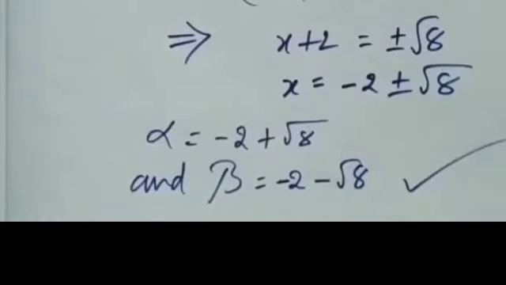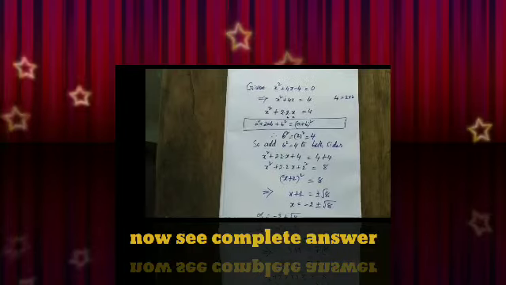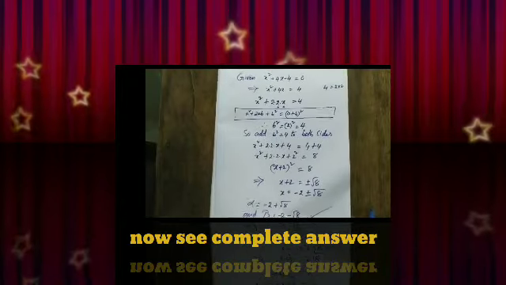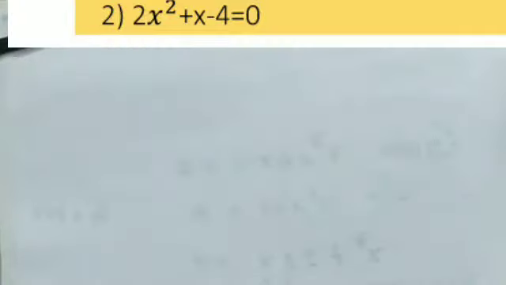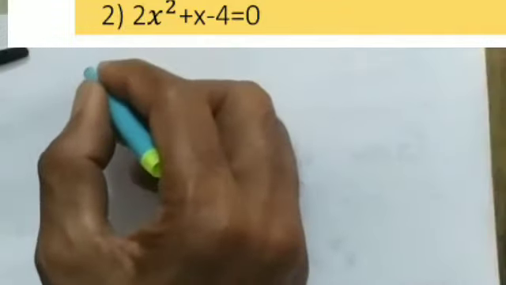Thus we can easily find the zeros of the given quadratic equation. See the complete answer here. Now go to the second problem: 2x square plus x minus 4 equal to 0.